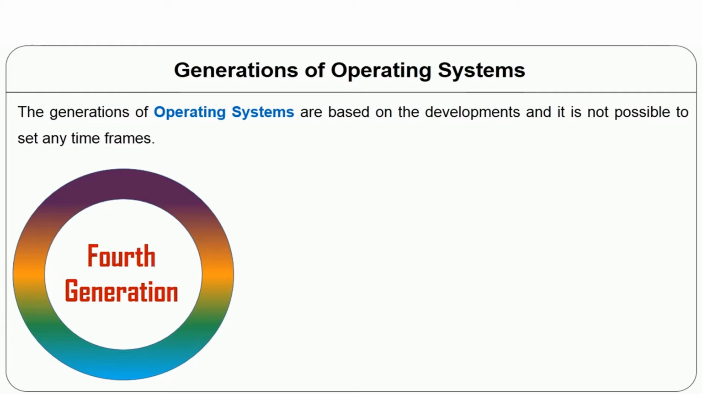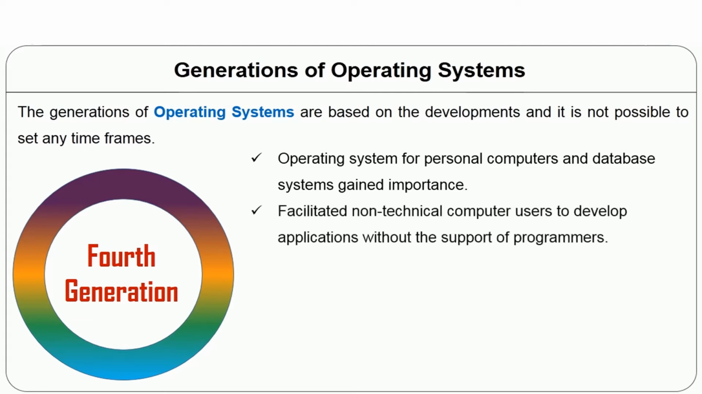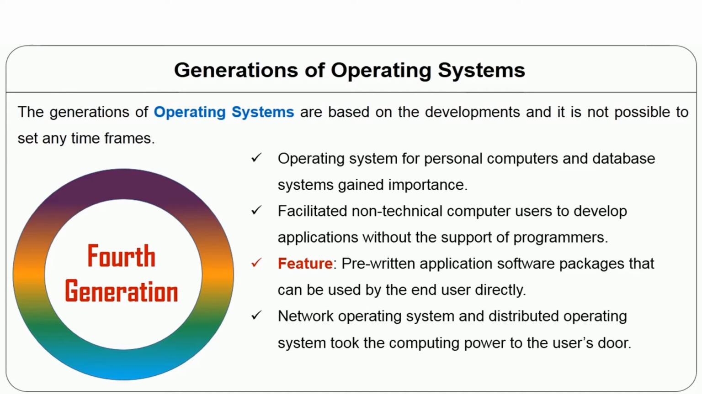Fourth generation: operating systems for personal computers and database systems gained importance. This facilitated non-technical computer users to develop applications without the support of programmers. Another feature is pre-written application software packages that can be used by the end user directly. Network operating systems and distributed operating systems took the computing power to users' doors. The operating systems which are currently in use fall into this generation.